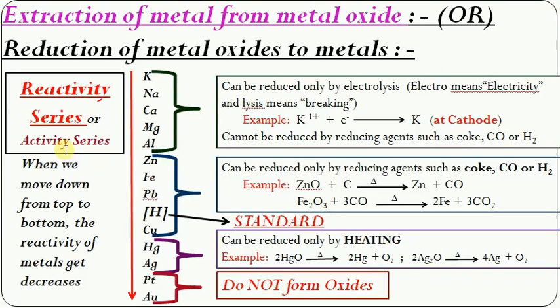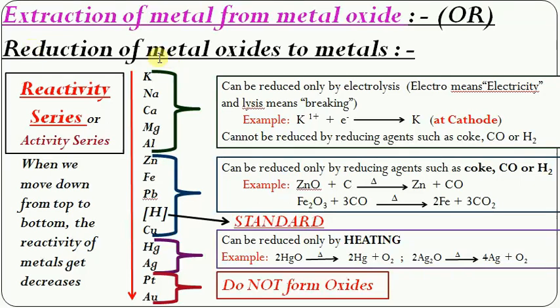Okay, what is the relationship between this reactivity series and our metallurgy process? The metallurgy process is the extraction of metals. So this series is very helpful for us in determining the extraction of metal from their metal oxides. It is otherwise called smelting, reduction of metal oxides to metals. What do you mean by reduction? Removal of oxygen is called reduction.